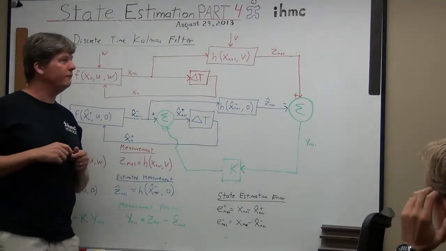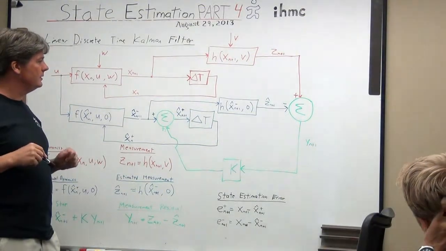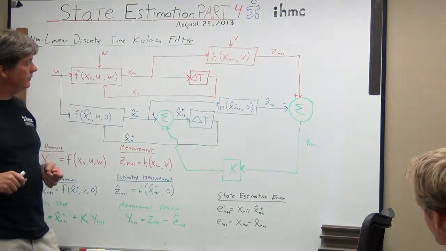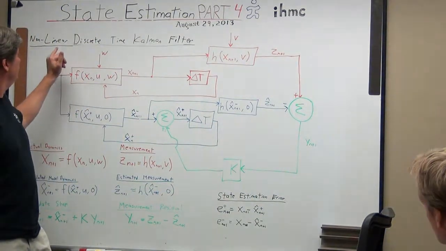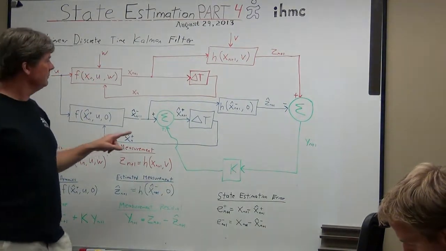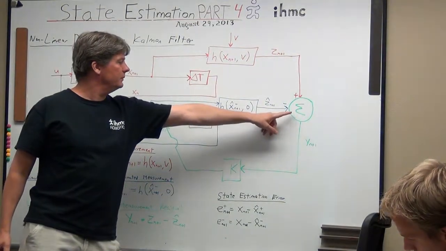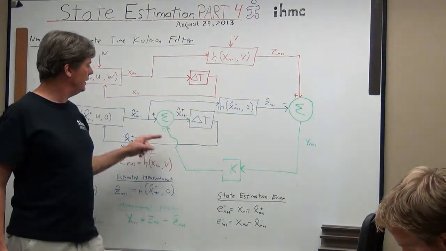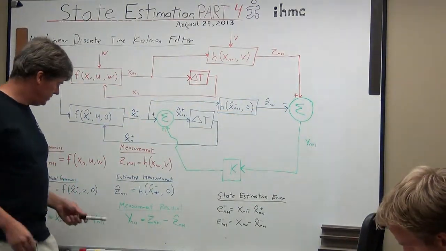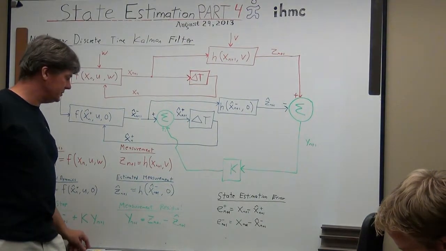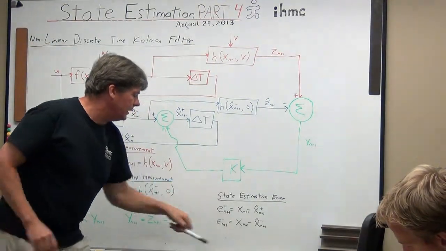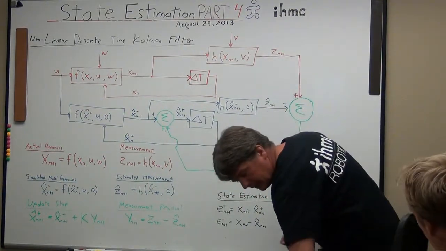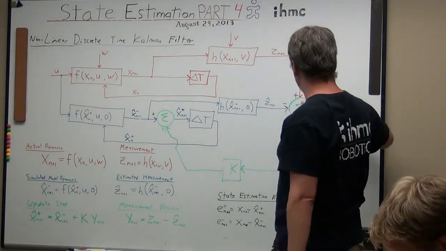State estimation part 4. So what we're going to do now is take the same diagram we had from part 3, where we have a nonlinear discrete time Kalman filter, but where our measurement comparison is just subtracting and our updates are just adding, and we're going to change those to be arbitrary functions. Well, not completely arbitrary, but nonlinear functions instead of just addition or subtraction.